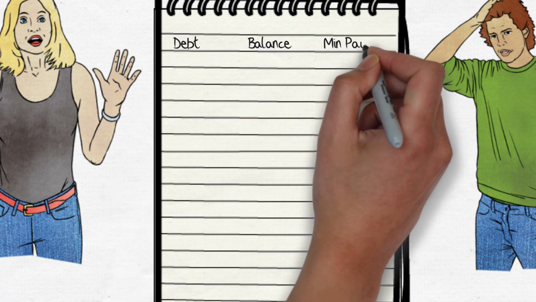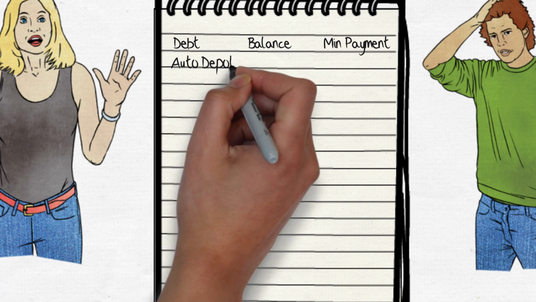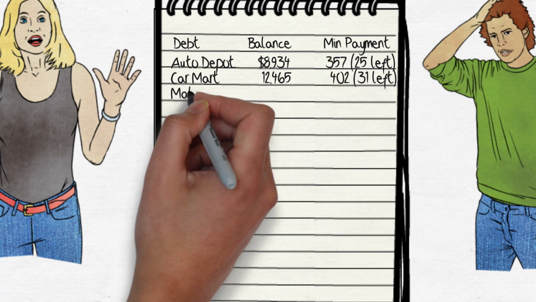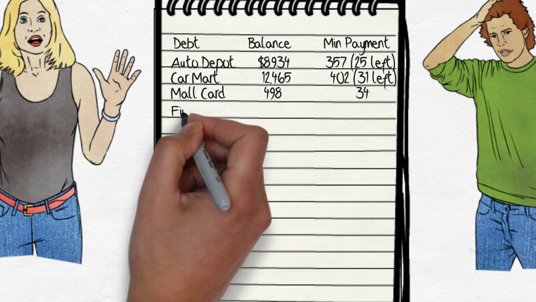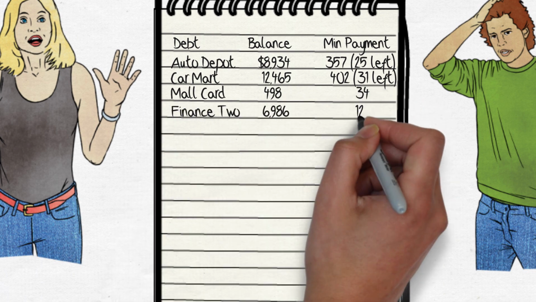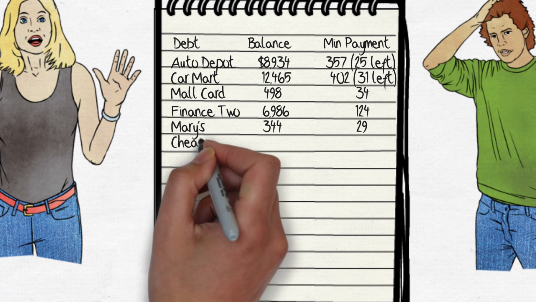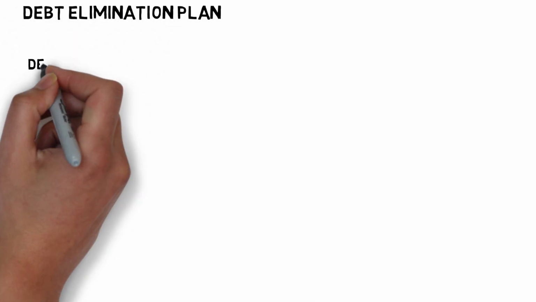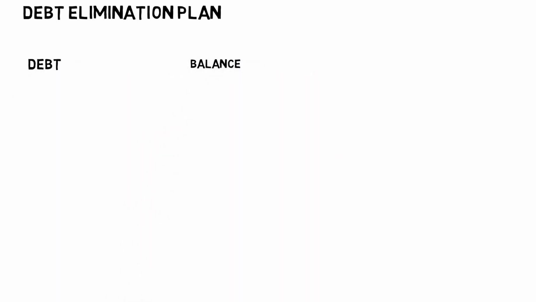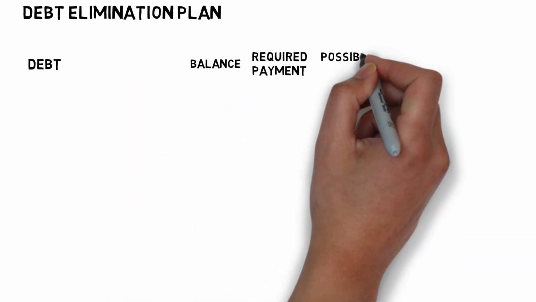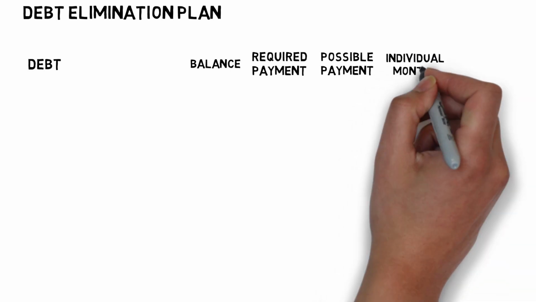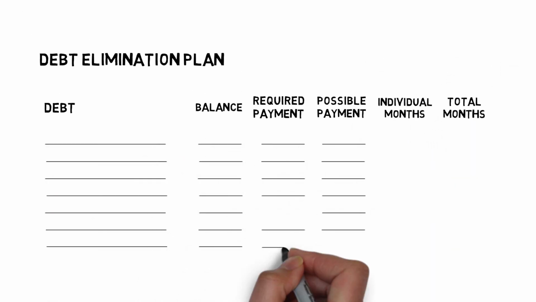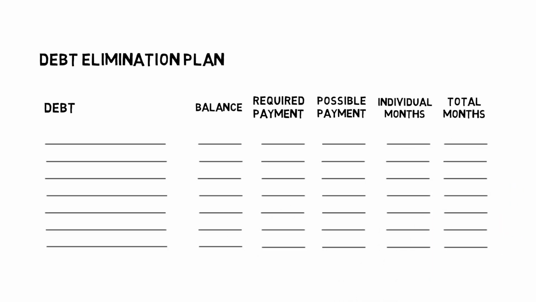Next, you encourage them to write down on another piece of paper each of their debts. They should write down the name of the company or person they owe money to, and then the remaining balance, and finally the required payment amounts. You start by drawing an empty debt elimination plan, which includes the name of the debt, the current balance, the required payment amount, the possible payment amount, the individual months for each, and finally, the cumulative total number of months.